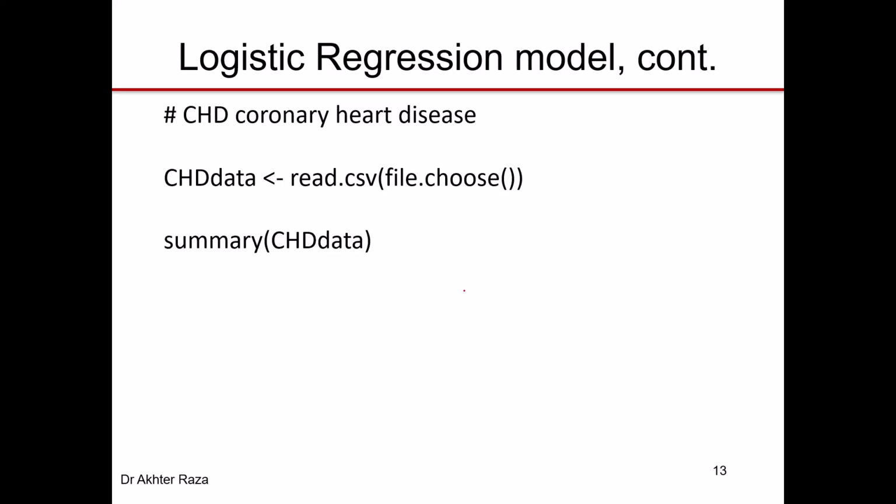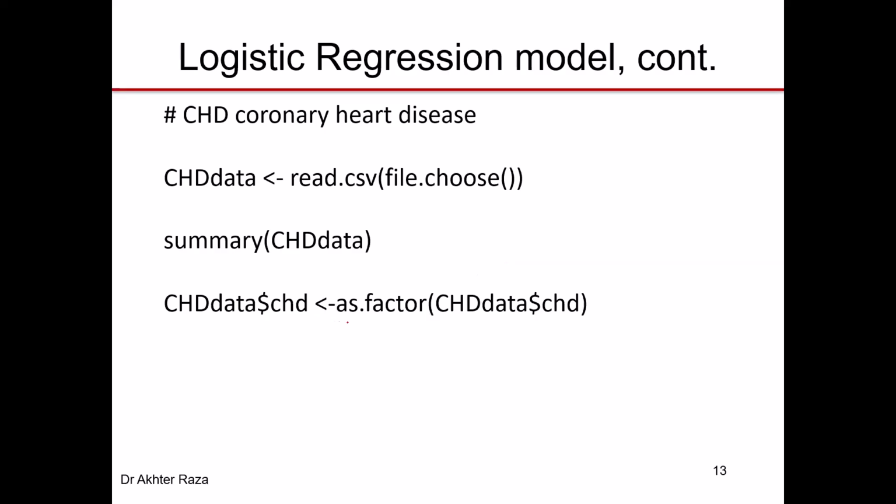Summary of CHD data can give you the summary statistics of all variables. There are 3 variables. One is the categorical variable age cat, another is the continuous variable age, so age has two versions, and the third one is the value of the CHD.